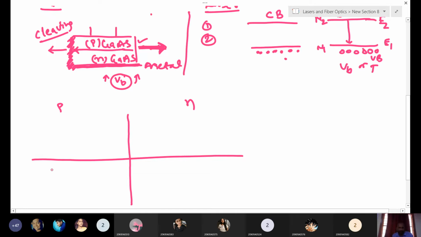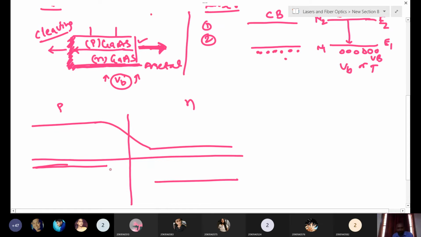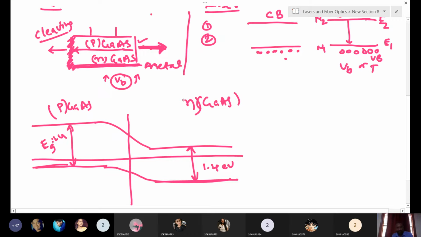So P type is like this, and N type like this. Now you join this one, and here also the energy gap is the same, that is 1.4 electron volts. Here also the band gap we have taken, this is 1.4 electron volts. Here p-type gallium arsenide, here n-type gallium arsenide. That is what we have taken.